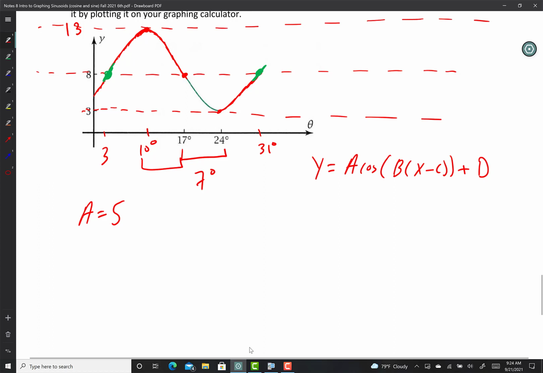If I use cosine, what is my horizontal shift, or phase displacement? Look at the peak. No, look at the peak. No, not 3. 10. To the right.